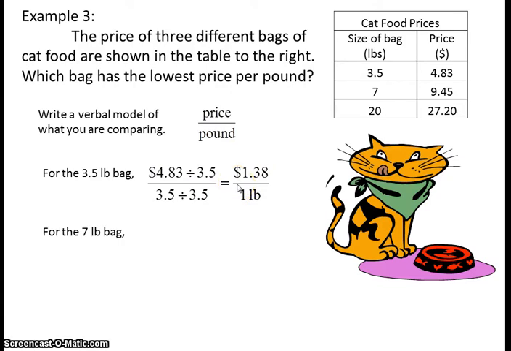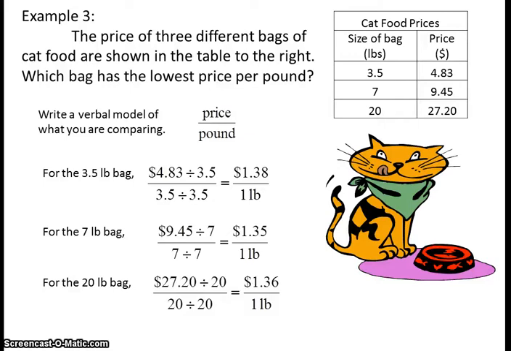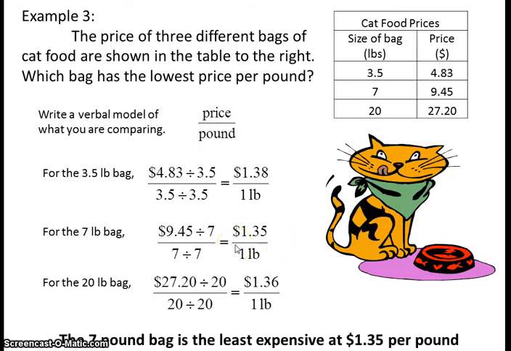The next one, we do the exact same thing, except we use our price of $9.45 and divide by 7 pounds. It's a little cheaper at $1.35 a pound. For the 20-pound bag, we use a price of $27.20 divided by 20 to get the cost per pound. It's actually $1.36 a pound. So in this case, the bigger bag is not always the best buy. The best buy is actually the 7-pound bag, because it's the least expensive at $1.35 per pound.